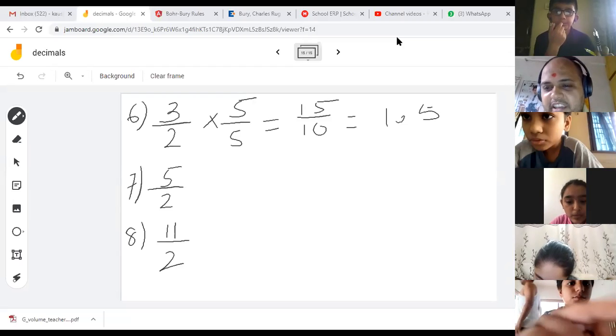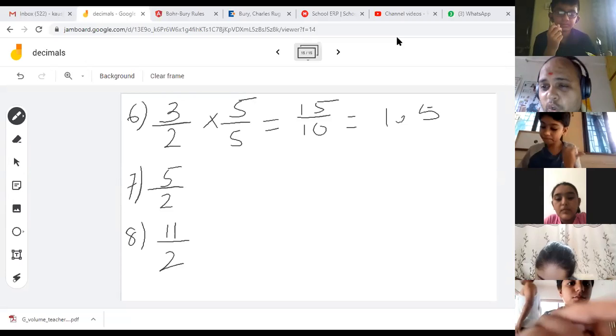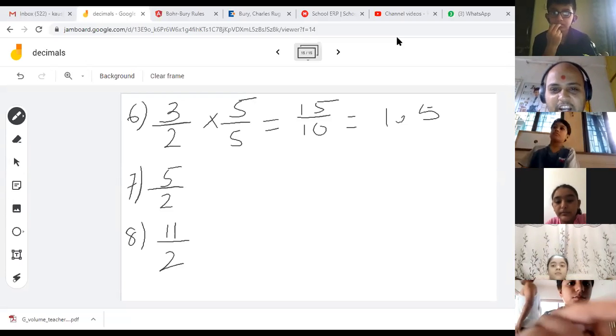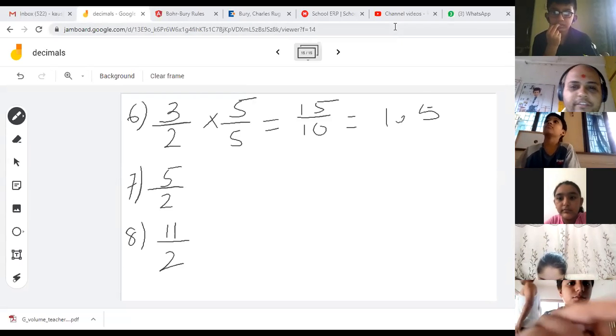This is where the tables kick in. This is where the importance of tables comes in. This is why I have been telling you, work on your tables. Good job. Very good.